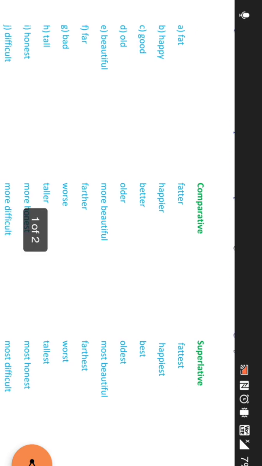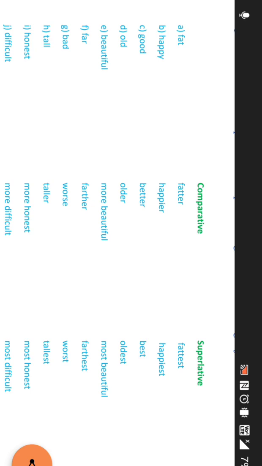So the first one is fat becomes fatter, and then it becomes fattest. I've already told you, you can simply add er and est to make it comparative and superlative, but obviously there are some exceptions. Happy becomes happier, and then happiest. So y is replaced by ier and then iest.